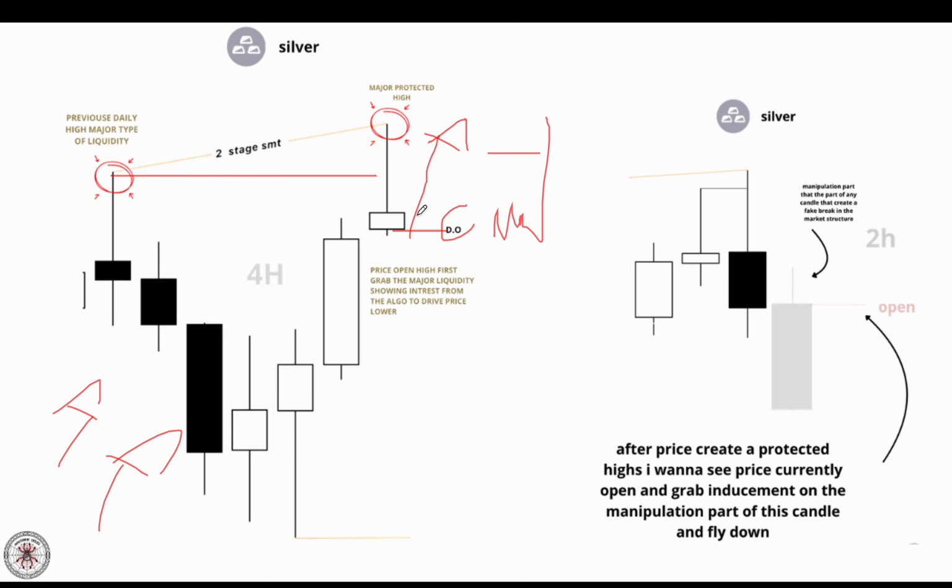We have some price action there. I switch to the 2-hour time frame. I can see this candle failed to close above this candle, so I'm expecting, of course, the next candle to stay below the 50% of this candle and try to trade it. After price creates a protected high, I want to see price open and grab inducement.